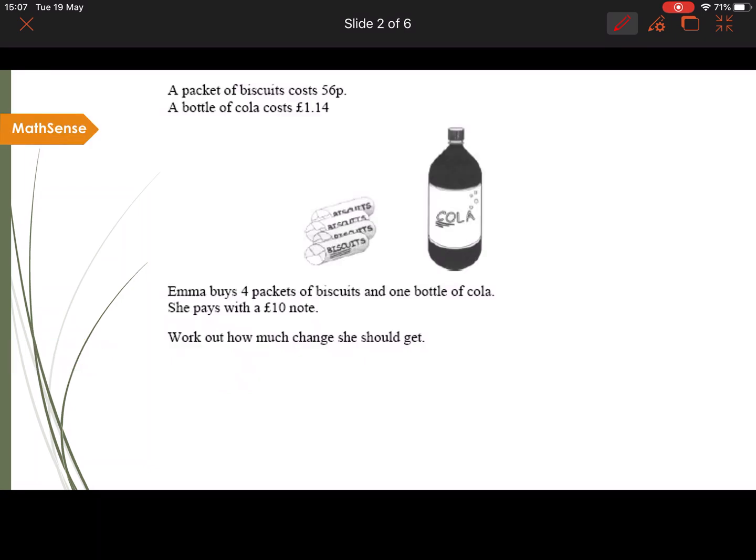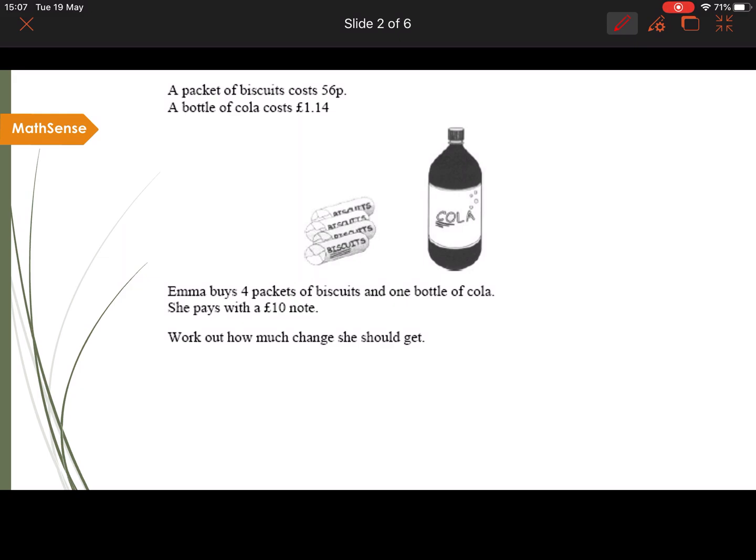In this GCSE style question, I am given a scenario. I'm told that a packet of biscuits costs 56p and that a bottle of Coca-Cola costs £1.14. I'm told that Emma buys 4 packets of biscuits and 1 bottle of cola, and that she pays with a £10 note. I'm then asked to work out how much change she should get.